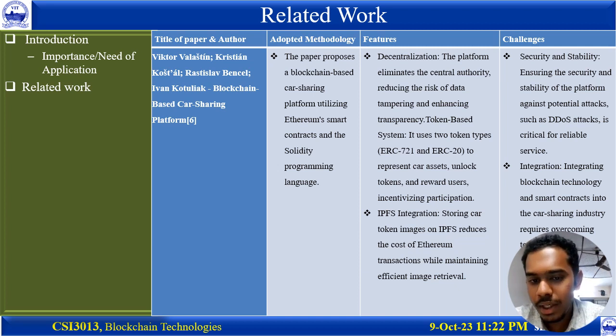And there are two token types, ERC721 and ERC20, that represent the car assets, allow you to unlock tokens, and reward users. This way, you're incentivizing the participation of users, so users would be interested in using that application.